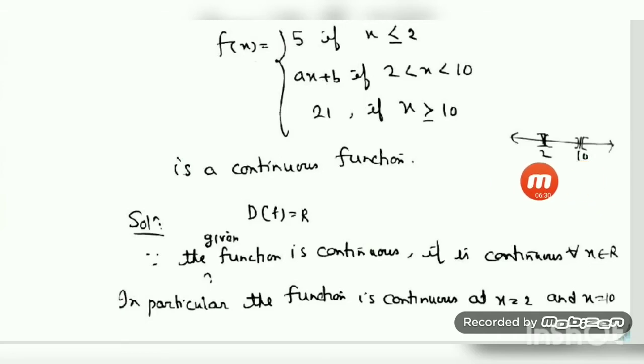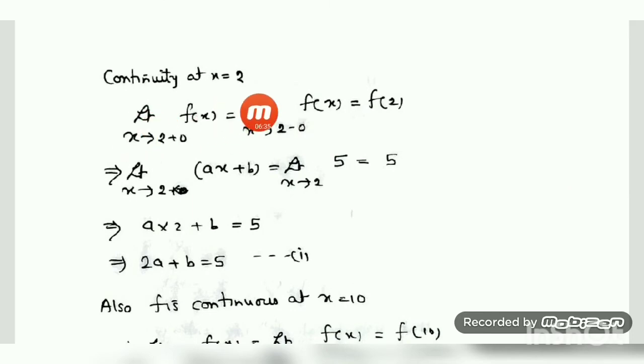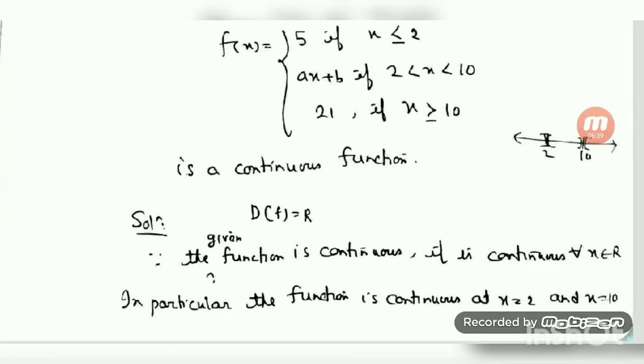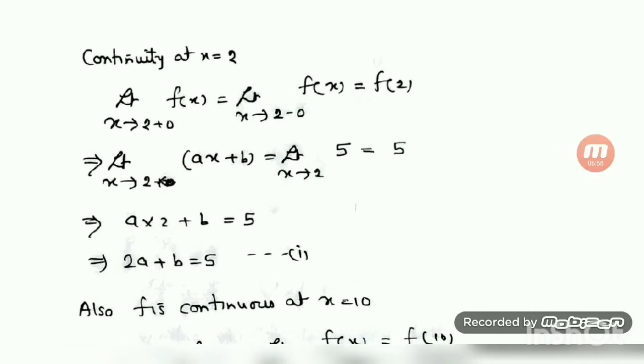So first, you see I have written here that since f is continuous at the point x equal to 2, the limit value is equal to the function value. As we have seen here, for x less than or equal to 2 the function is defined by 5, and for x greater than 2 the function is defined by ax plus b. So we have to do the left hand and the right hand limits separately. I have skipped one step here. If you want, you can write down that step, that is limit x tends to 2 of f(x) equal to f(2).